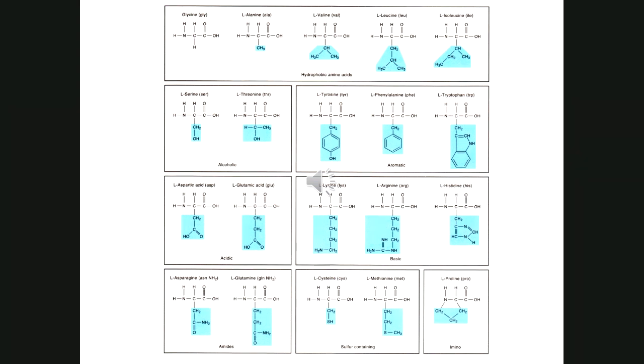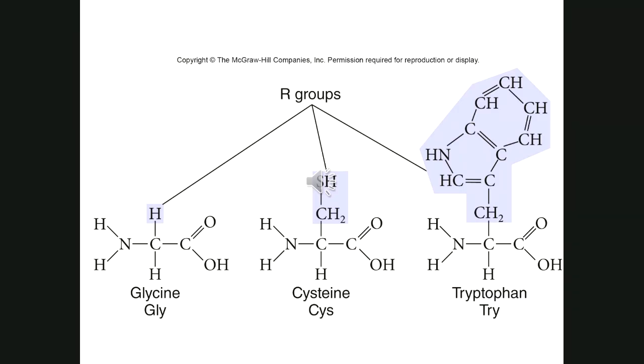They can be hydrophobic amino acids, and this depends on their R. Let me show you what the R is, which is the functional group. The R is the one that I am putting here in blue. They all have common parts: an amino group, NH2, and a carboxyl group, COOH, right? And you have a hydrogen, but they differ on this R.